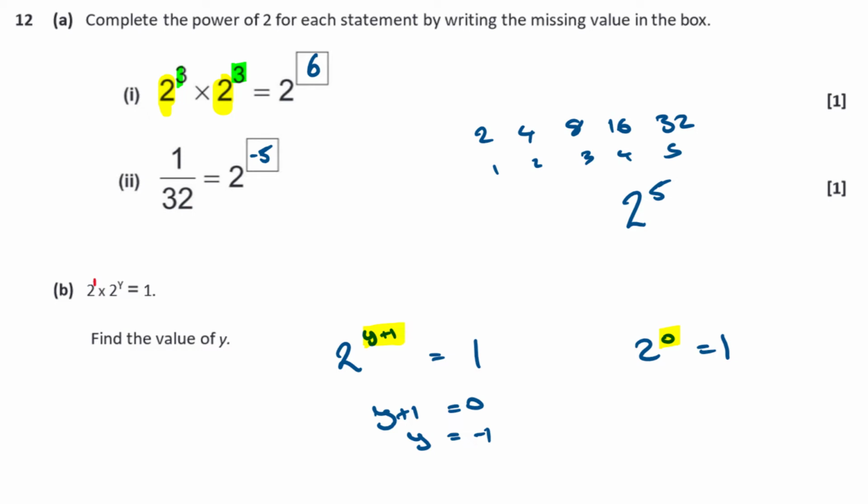And that makes sense, because if y was negative 1, then what I'd have was 2 times 2 to the negative 1, which is half. 2 times a half, that's 1, isn't it? So that does make sense.